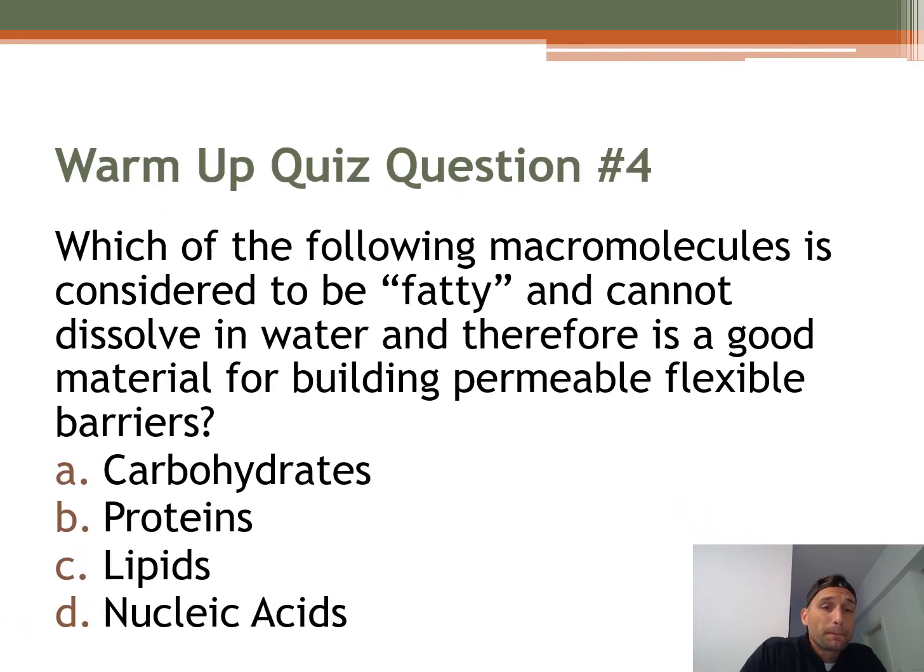Number 4, which of the following macromolecules is considered to be fatty and cannot dissolve in water, therefore is a good material for building permeable, flexible barriers? Is it A, carbohydrates, B, proteins, C, lipids, or D, nucleic acids? Write down your answer or pause if you need more time.